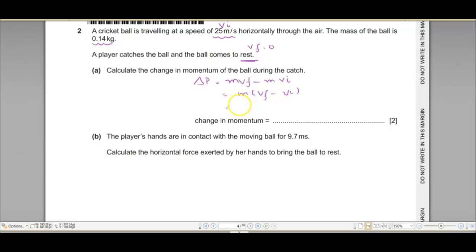Okay. So the mass is 0.14 and the final velocity is 0 and the initial was 25. So when we multiply this all together, we get an answer of minus 3.5 kg meter per second.